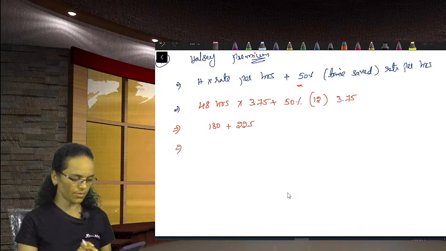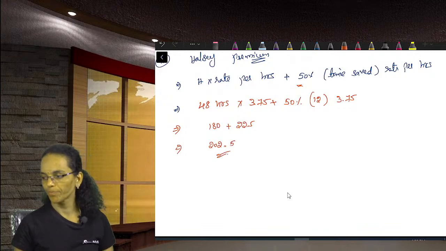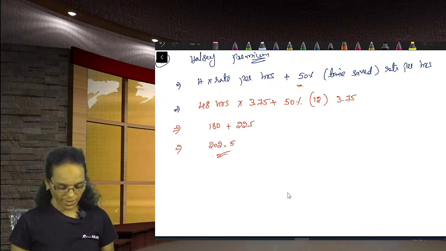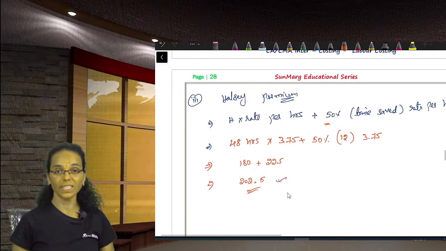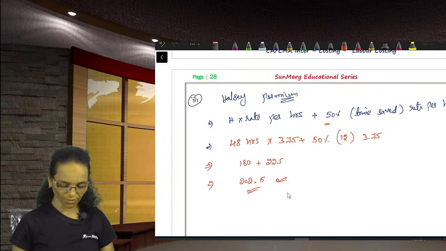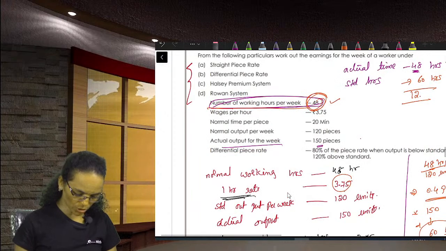Total together is 202.5. Right? This is the wages under Halsey premium. Next one is Rowan system.